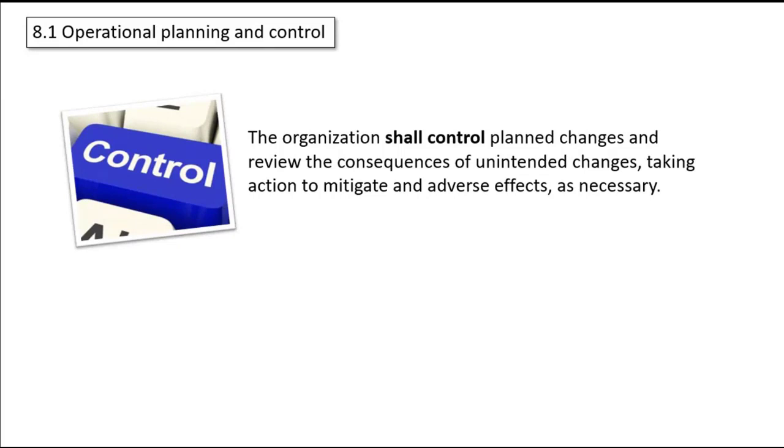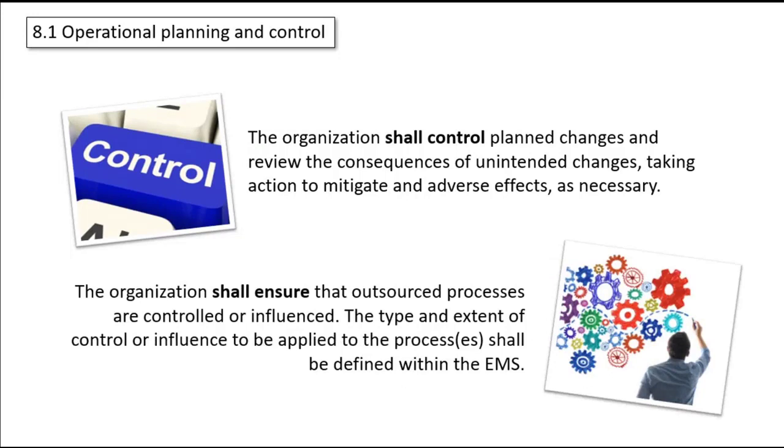And also, the organization shall control planned changes and review the consequences of unintended changes, taking action to mitigate any adverse effect as necessary. And also, the organization shall ensure that outsourced processes are controlled or influenced. The type and extent of the control or influence to be applied to the processes shall be defined within the environmental management system.